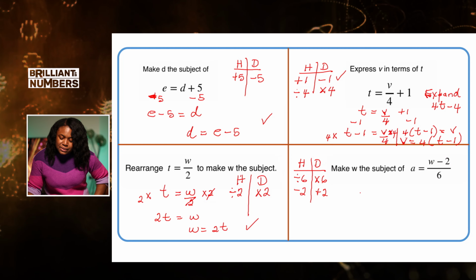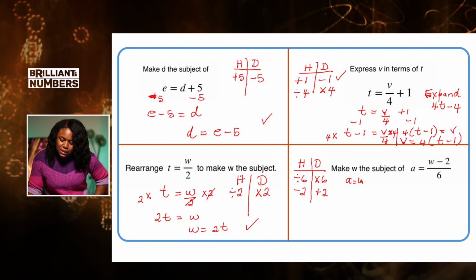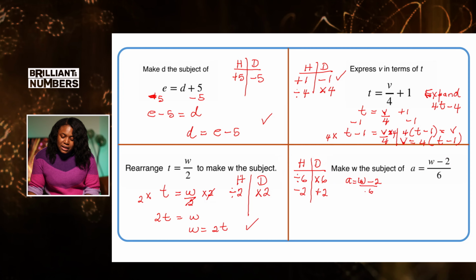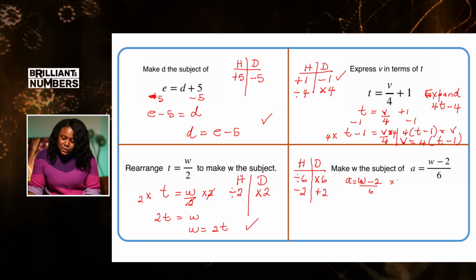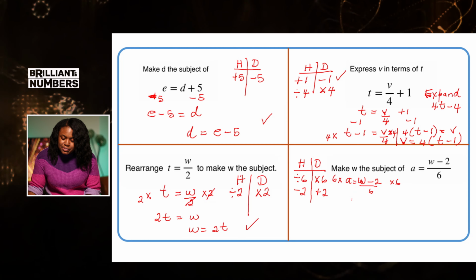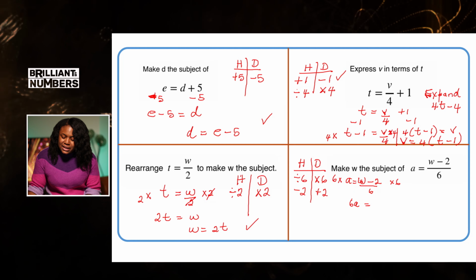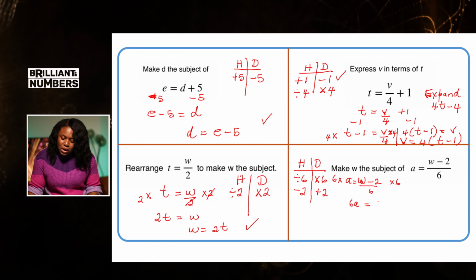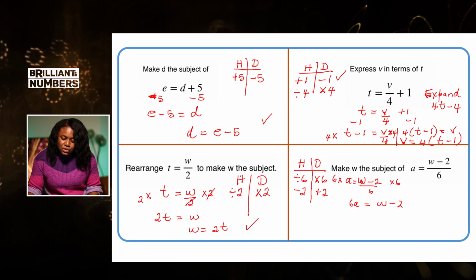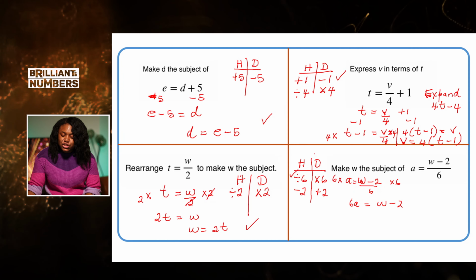I'm going to rewrite this, so A is equal to W minus 2 divided by 6. We're going to take care of the 6 first. I'm going to times both sides by 6. So 6 times A gives me 6A, and that's equal to, these two 6s will divide each other out, leaving 1, so that's W minus 2. I'm going to now tick that off to say I've done the one for multiplication by 6.